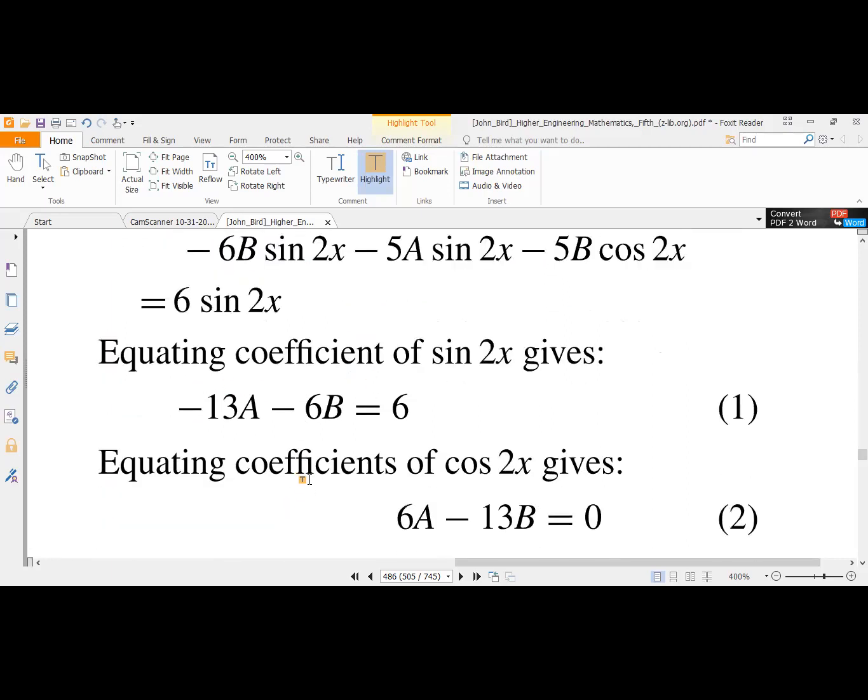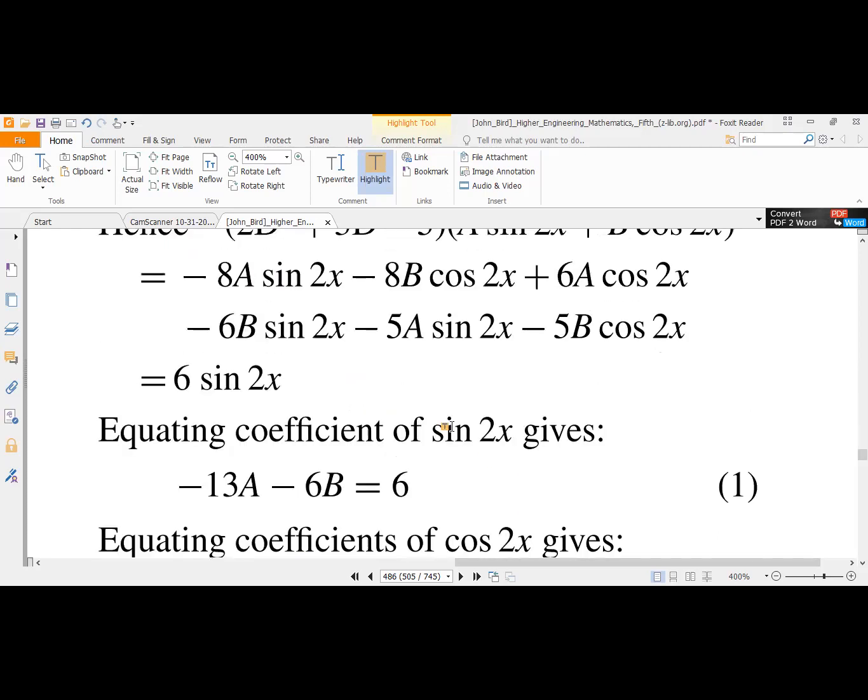So I'll go back again. I'll go and pick the coefficient of cos 2x. Okay. So let's pick the coefficient of cos 2x now. I will start from minus 8b cos 2x.